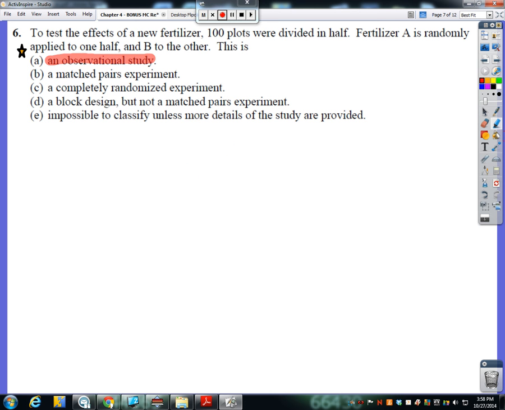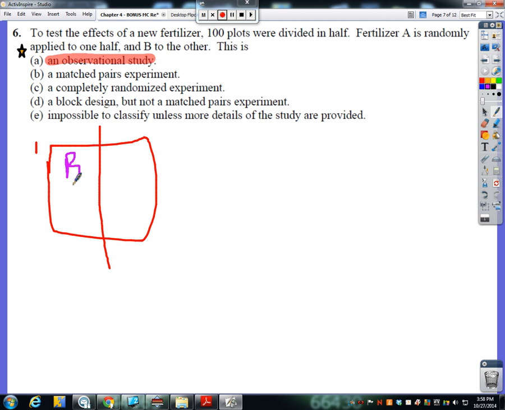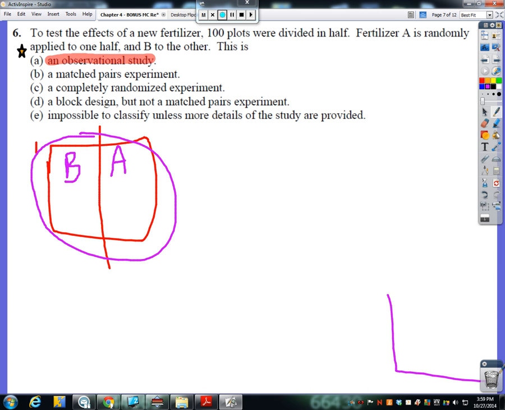A matched pairs experiment. Now, the thing to notice here is that they said each plot, and let's say this is plot 1, is divided in half. And they're going to put A somehow. We have to randomly decide which half gets A and which half gets B. Let's say B is the random for the left and A is the random for the right. Now, plot 1 might be different in some way to plot 100. And let's say A was randomly on the left and B was on the right.